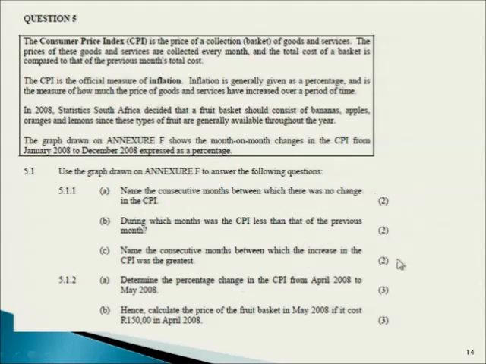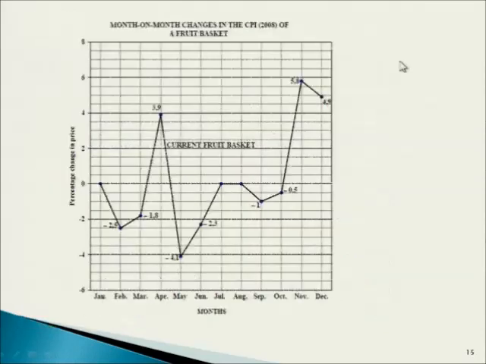Right, so let's quickly look at our keywords. No change, less than the previous, increase was the greatest. Now I'm going to show you the graph. Let us look at the graph. It is a very interesting graph. Now, let's look at what it's about. Month-on-month changes in the CPI of a fruit basket.